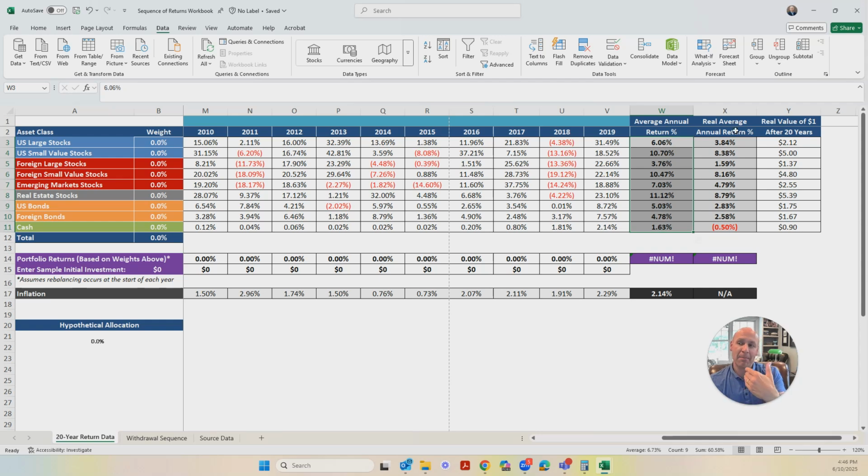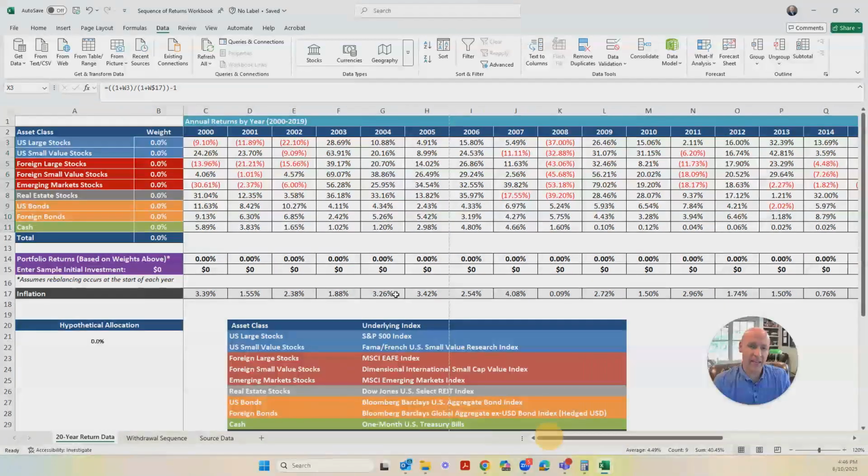So in column X here is the inflation adjusted or real average annual return. And at the very far right, column Y, you have the purchasing power of a dollar in real terms 20 years later. Where is inflation coming from? Well, we also have a row down here that shows what inflation was each year.